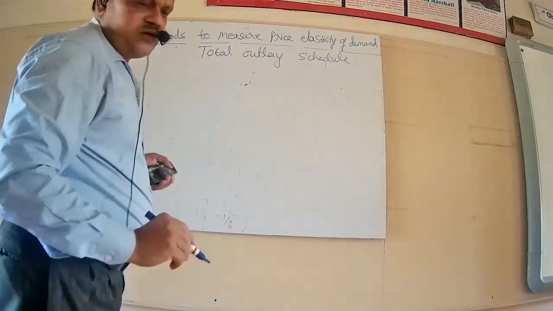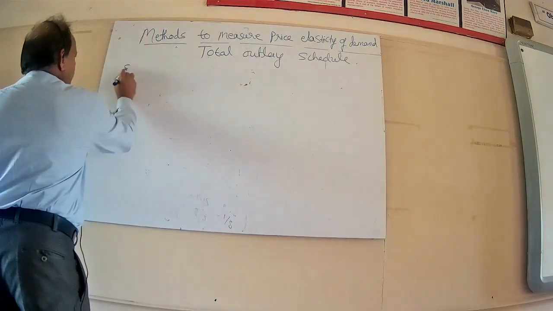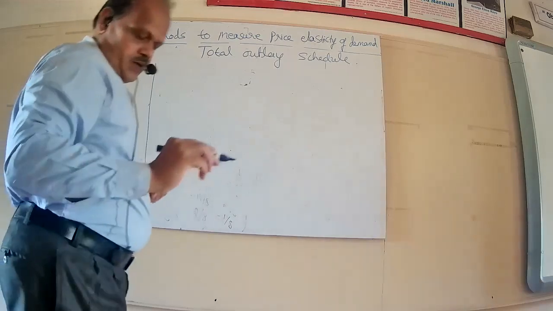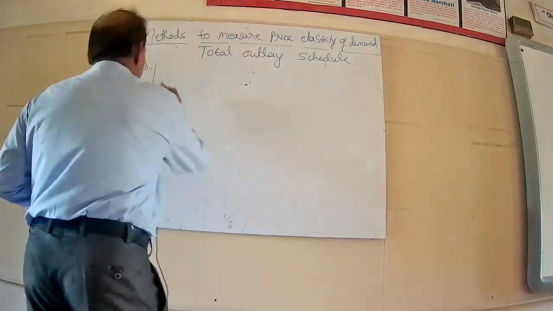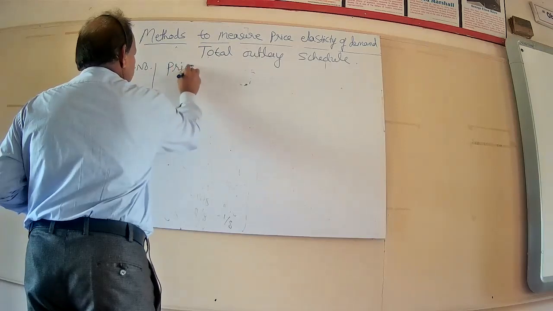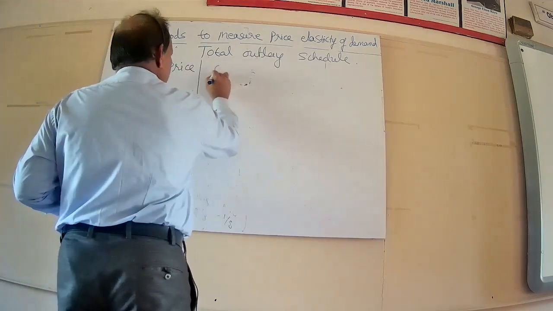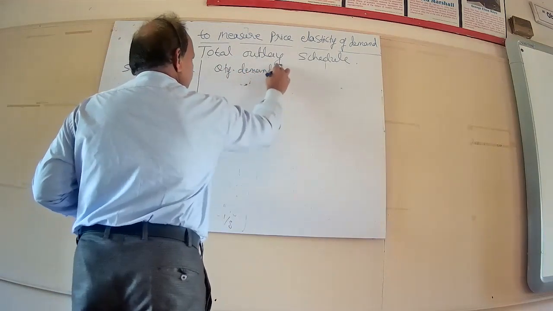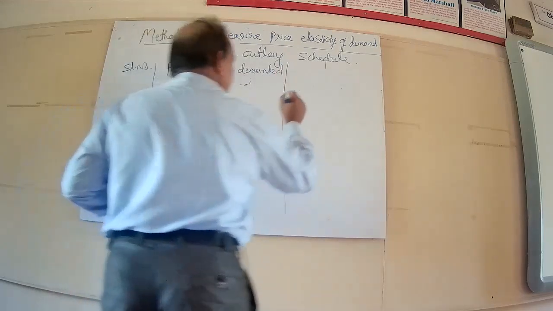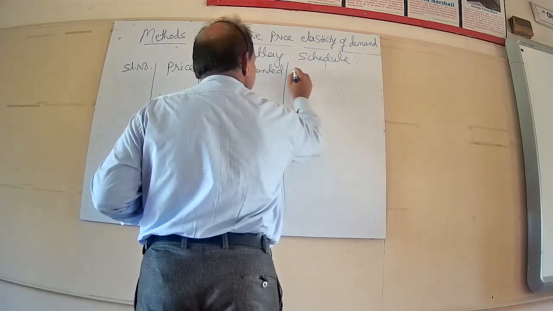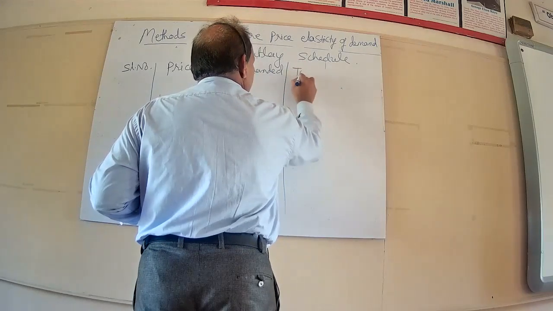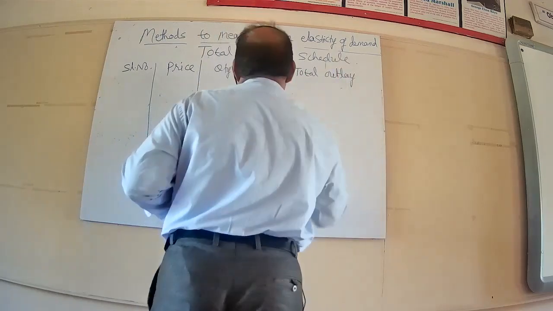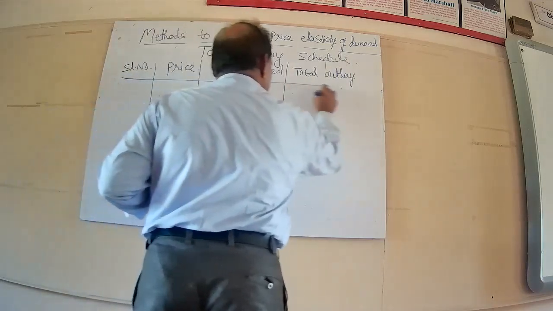We can have broadly 4 columns. First is serial number, number 1. Number 2, price of a commodity. Number 3, quantity demanded. Number 4, total outlay. So have all these 4 columns all together.